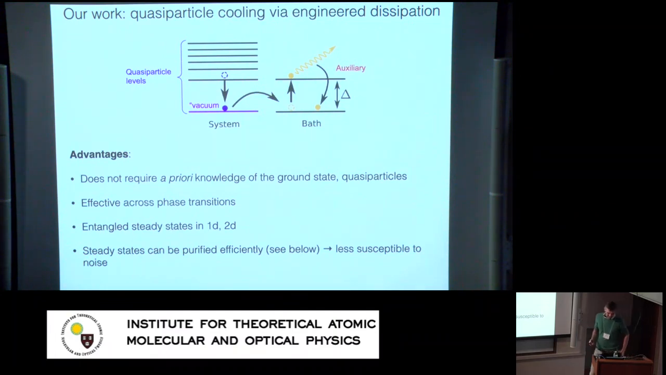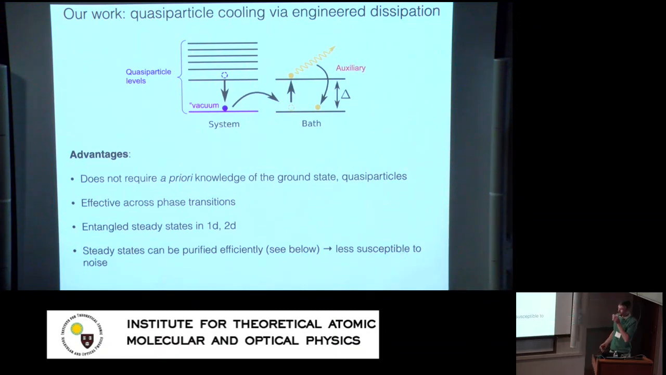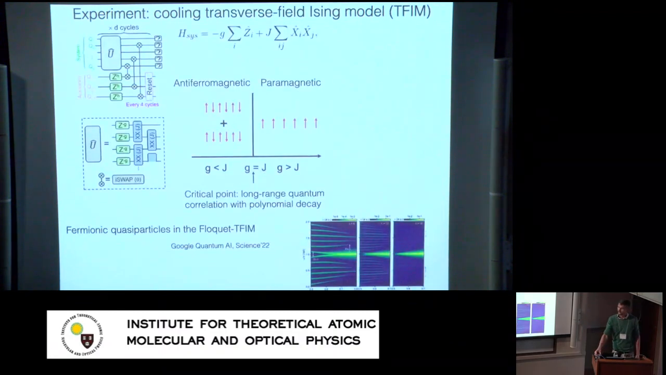There are several advantages to this strategy. First of all, you do not need to know a priori what your ground state looks like. You need to have some idea of what quasi-particles look like, of their energies rather. And as you will see, this method is effective across phase transitions, and we have used it to engineer entangled states in 1 dimension and 2 dimensions. Another nice feature that I will highlight is that steady states can be purified efficiently, and I will show an example of it.